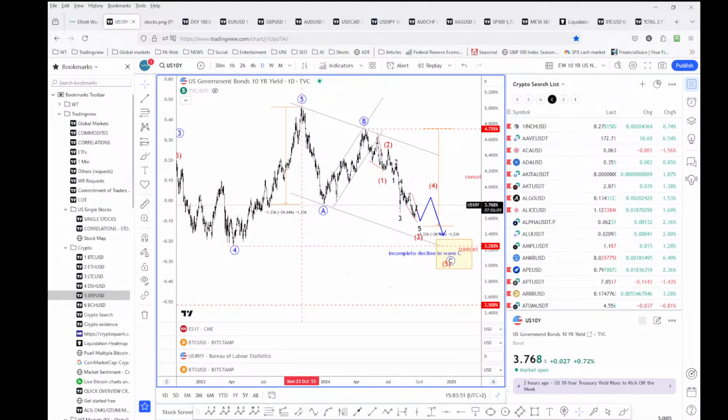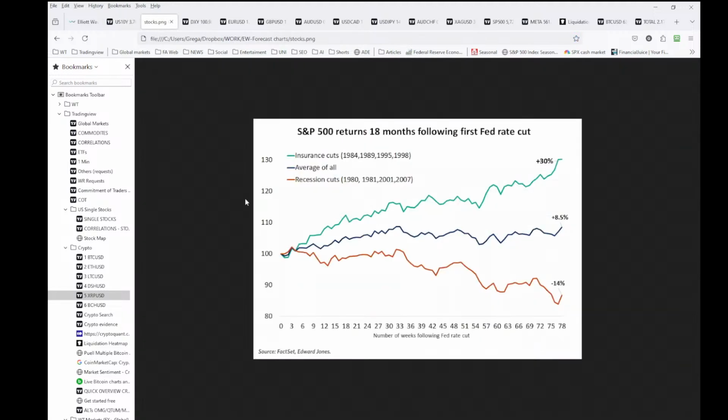Also keep in mind that for now, when we have these Fed cuts, well, it can have positive impact on stocks, unless there is a recession and they will keep cutting, and that's when dollar will completely change and diverge from the US yields. And here's a very good chart. It's actually from edwardjones.com. You can see the S&P 500 returns for 18 months following the first Fed rate cut. Okay, but that's an example where there was no recession, and you can see that there was a very nice move to the upside.